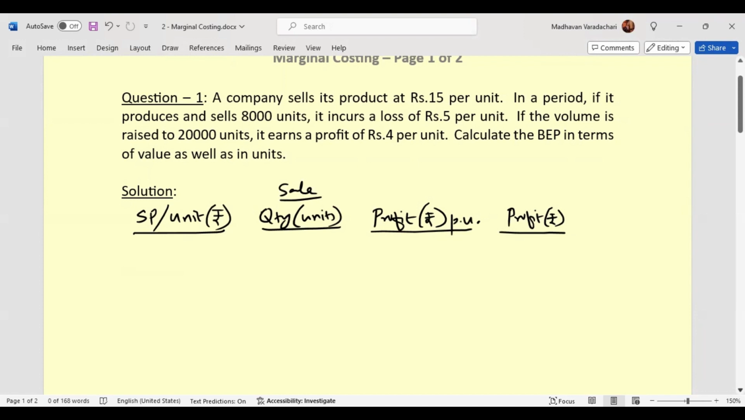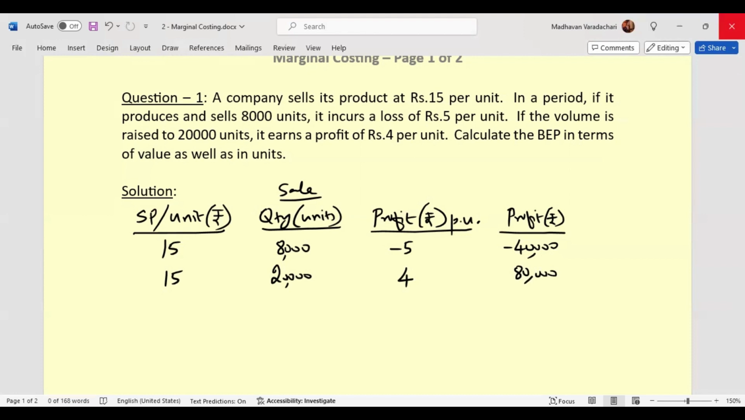So first of all, they gave us, if it is sold at 15 rupees per unit in a period, if it produces and sells 8,000 units, it incurs a loss. So here I have to put minus 5 because it is loss. That means the profit will be minus 40,000. Then if the volume is raised to 20,000 units, they didn't say any change about selling price, so it remains the same. Then it earns a profit of rupees 4, which means the profit becomes now 80,000 rupees.